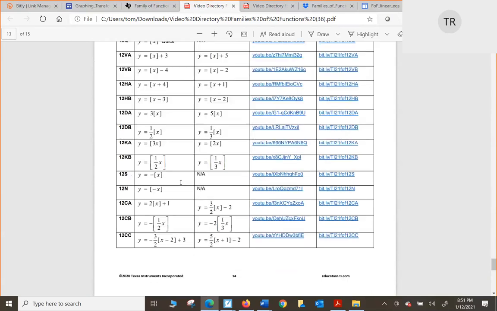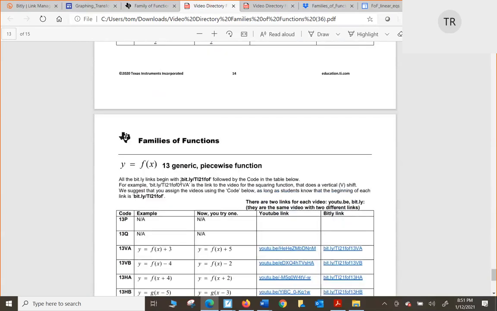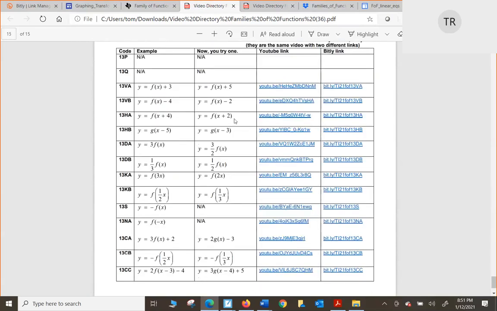Greatest integer or step function. And then the piecewise functions, please make sure you realize not always are the piecewise functions the same shape, because I wanted them to be able to try different shapes out there. So don't count on that, okay, for those.